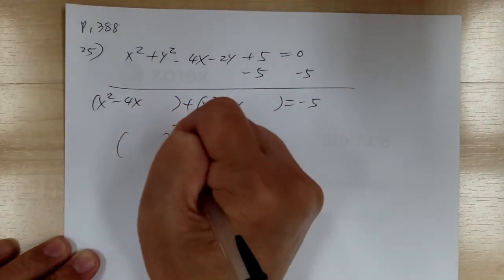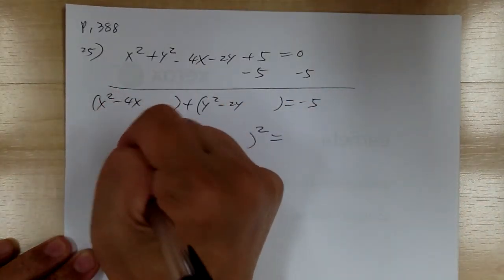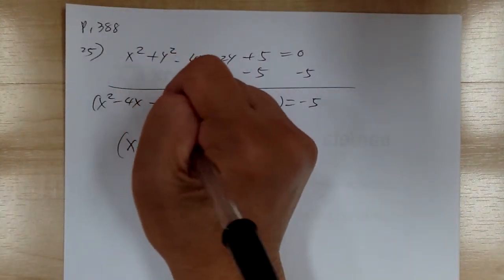Okay, then get your template ready. So from here you're going to get (x minus 2). Okay, so you need to add plus 4.